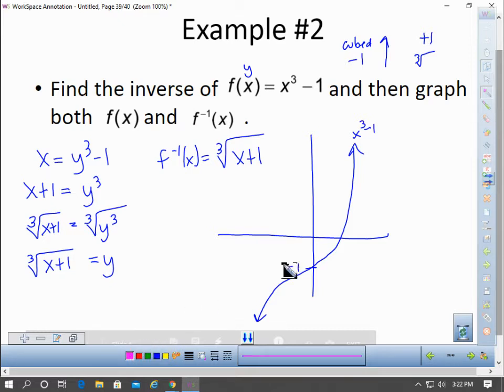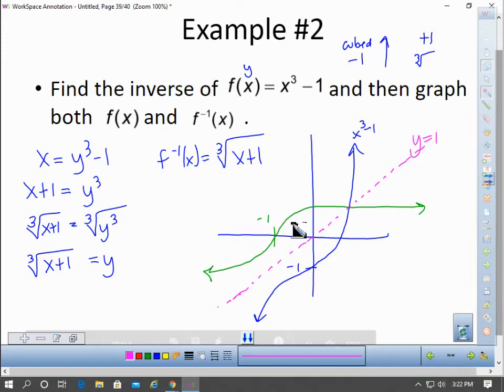I know inverses are symmetrical across the diagonal line here. So that's what I'm going to do. I'm going to draw a function symmetrical across this line. So I'm just doing a mirror image across this line. So basically I have another sideways S over here at negative 1 is basically what I've got. So it's nice and symmetrical across this line, y equals x.